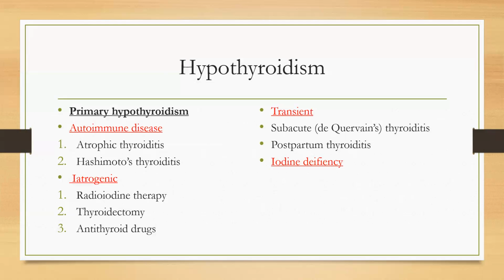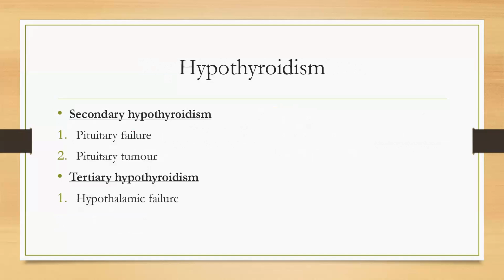If there is primary hypothyroidism, there is a problem in the thyroid. The problem can also be in the pituitary, which is secondary hypothyroidism, and tertiary, where the problem is in the hypothalamus. Primary hypothyroidism is due to autoimmune disease, atrophic thyroiditis, Hashimoto's thyroiditis, and iatrogenic causes can be radioiodine therapy, thyroidectomy, antithyroid drugs; transient causes are subacute thyroiditis and postpartum thyroiditis. And iodine deficiency is the leading cause in the whole world. Secondary hypothyroidism is due to pituitary failure or pituitary tumor, and tertiary is hypothalamic failure.